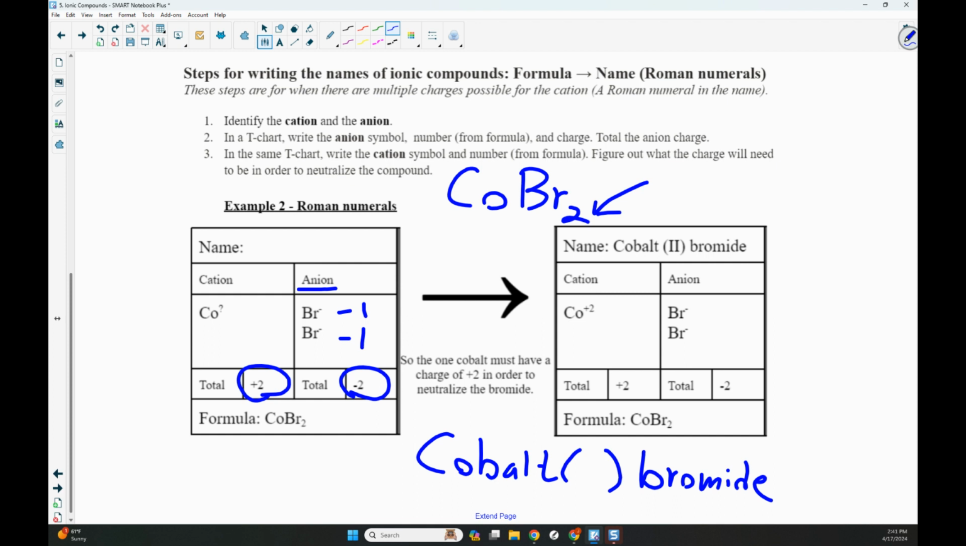Okay. We know from the formula that I've got only 1 cobalt. So if that 1 cobalt has to have a total charge of 2, then what's the charge of the cobalt? 2. You guys see that? So this has got to be a +2 up here, the total 2. And that tells me that I've got cobalt 2 right here in parentheses. And that Roman numeral means, again, that it's the cobalt that has a charge of +2.